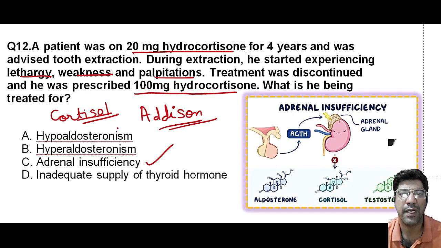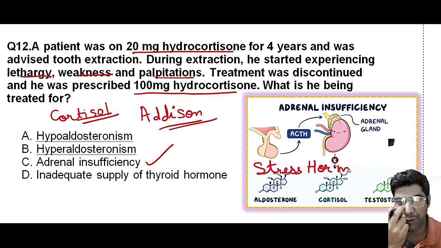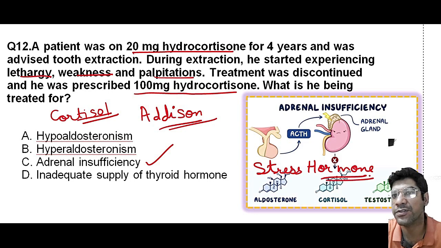So as we know, cortisol is a steroid hormone that is produced by the adrenal glands that are located on the top of each kidney, so that it plays a role in body response to stress. So that is why it is also known as stress hormone.